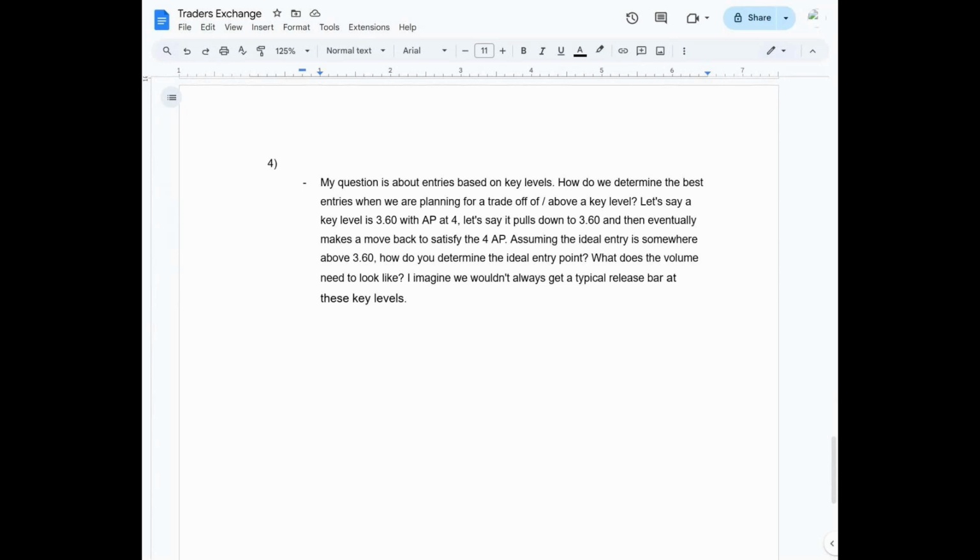Let's say a key level is 360. So imagine 360, we saw a far higher print personality, and we saw a market maker really take control of that particular level, which technically doesn't mean much overall, but they want to use that number. How do you determine the ideal entry point? What does the volume need to look like? I imagine we wouldn't always get a typical release bar at these key levels.